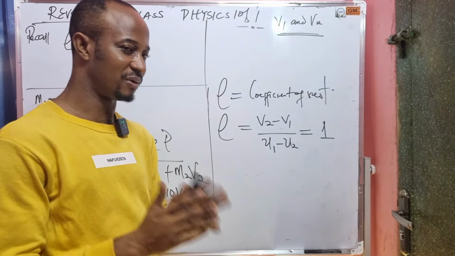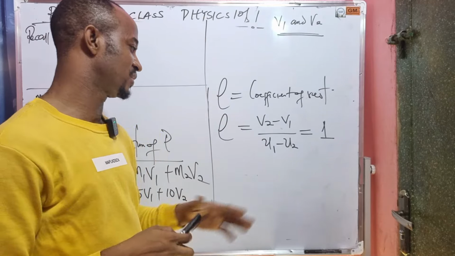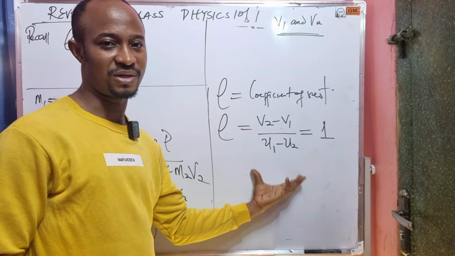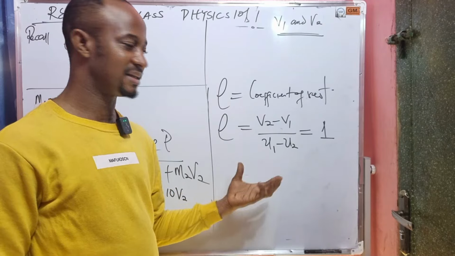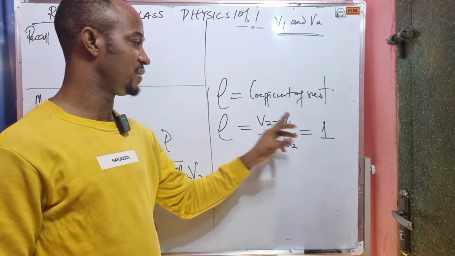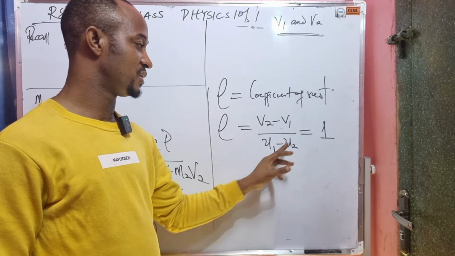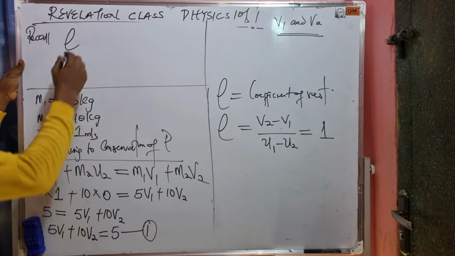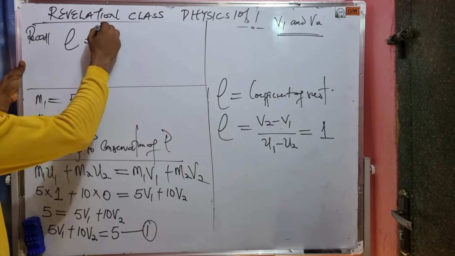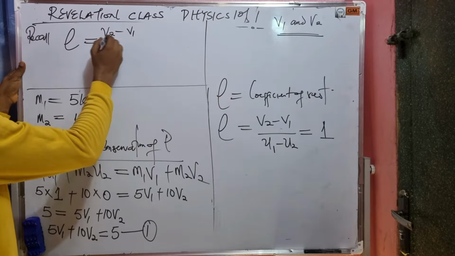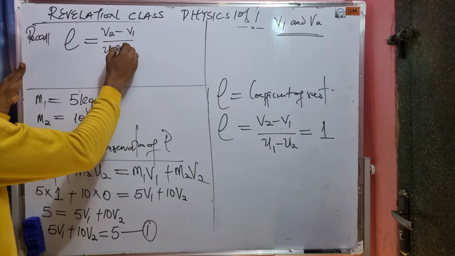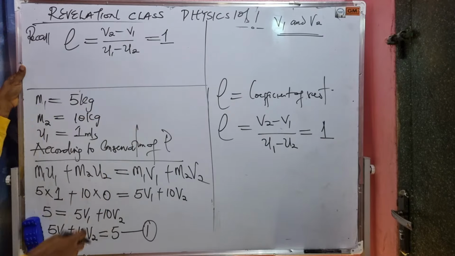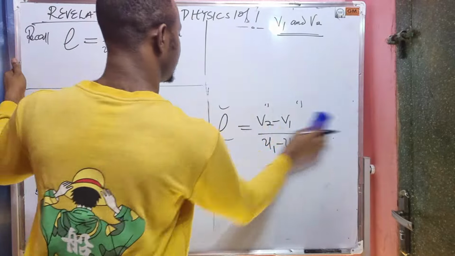Don't forget, for those who just joined us, make sure you go through this video. We have dealt with this. I can't go back again to explain, but just know that under elastic collision, V2 minus V1 over U1 minus U2 must be equal to 1. So from here, we can recall that our value of E is V2 minus V1 over U1 minus U2, which equals 1. Now, let's take up this from here.